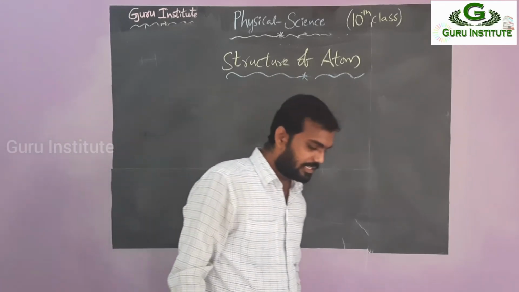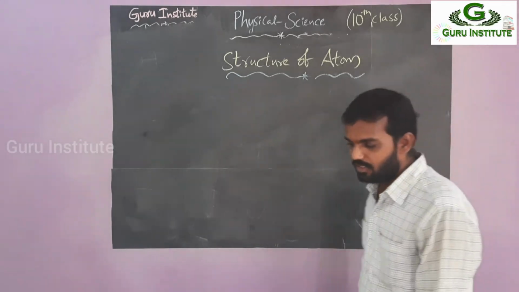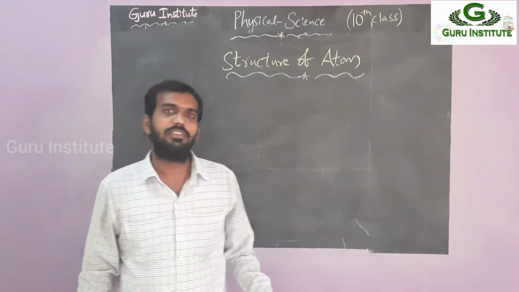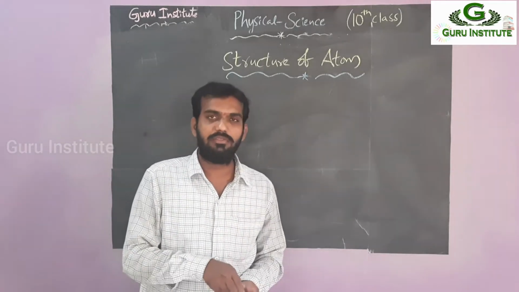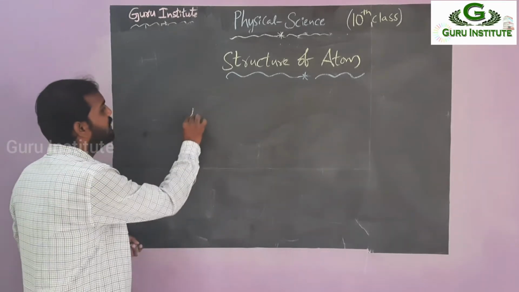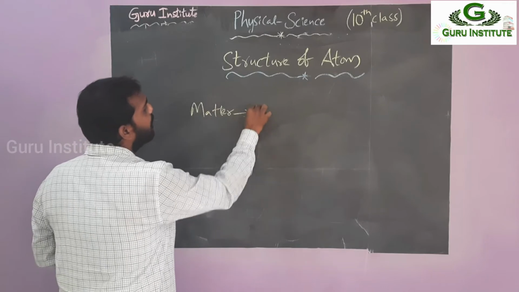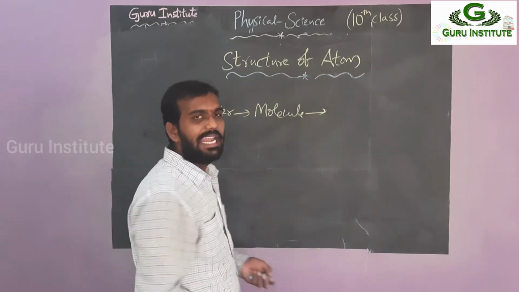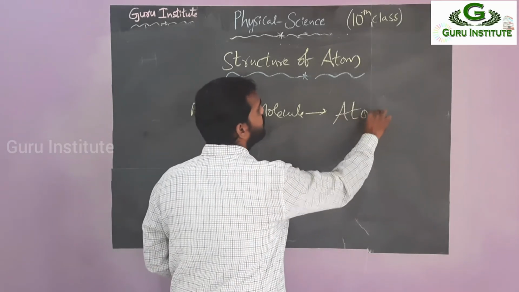Today we are going to see our next chapter, that is structure of atom. In the earlier classes, I think you learned a little bit of the basics of the structure of atom, right? So once I repeat. Suppose any object is there, then we can call it a matter. If you divide that object, then we get a small particle. We call it a molecule. If you again divide this molecule, then we get an atom.